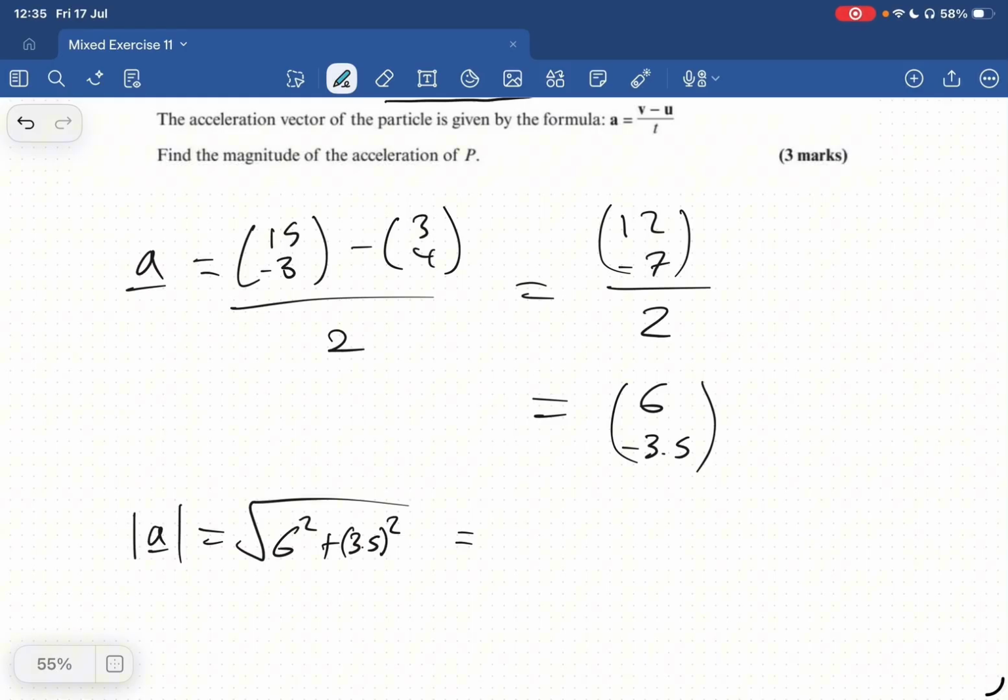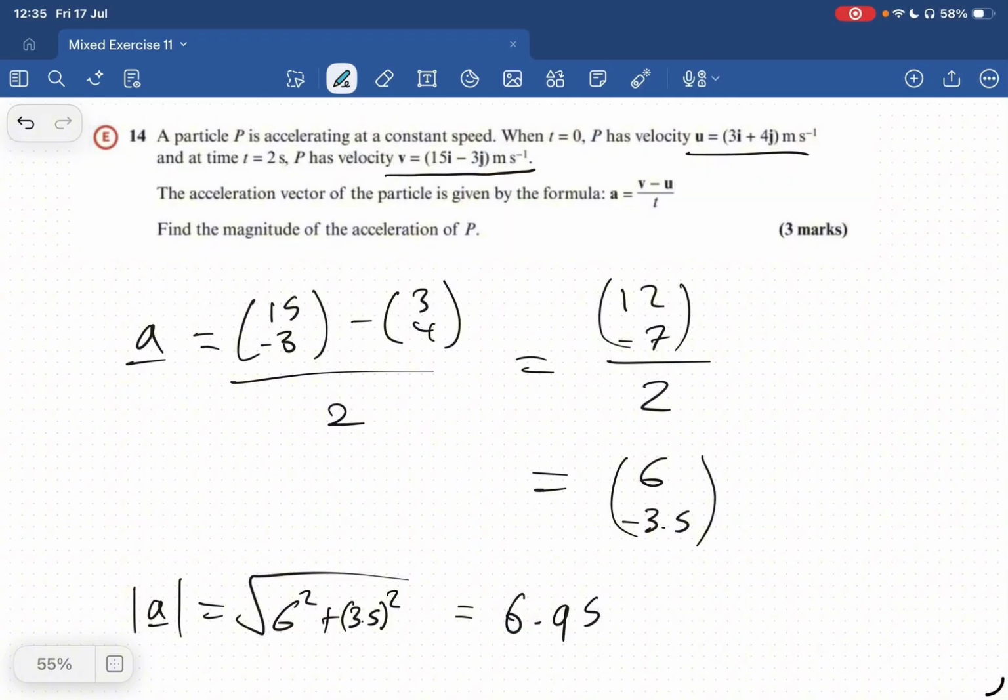And we come out at 6.95, and then what are our units? Meters per second. So our acceleration is in meters per second squared.